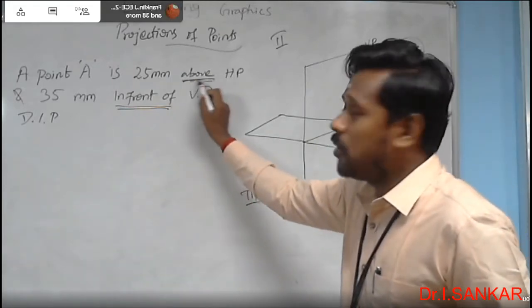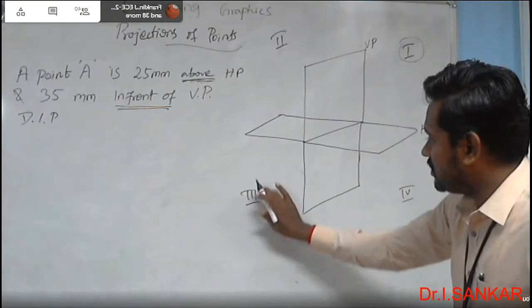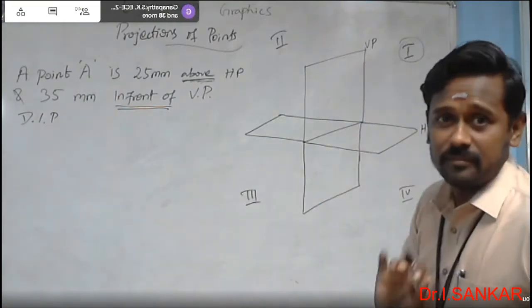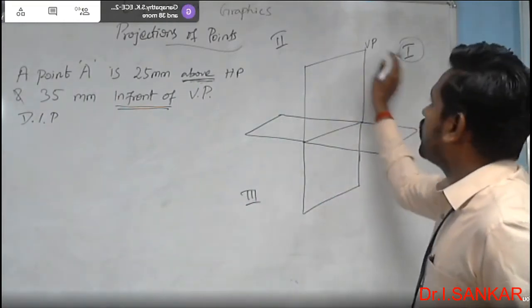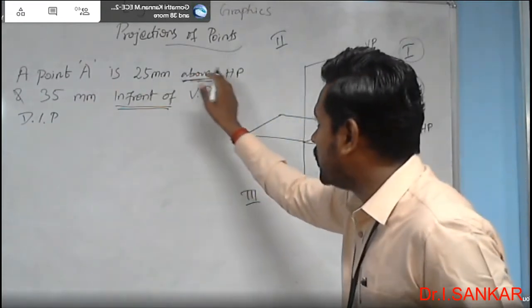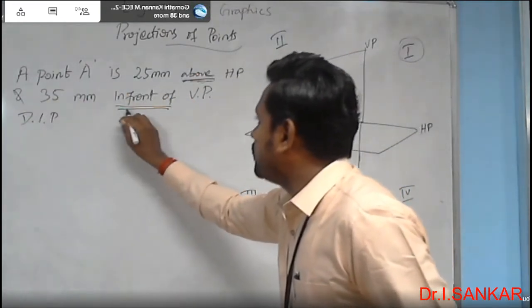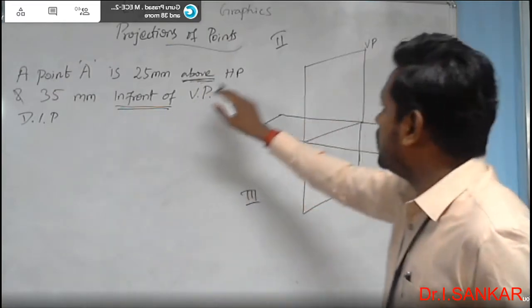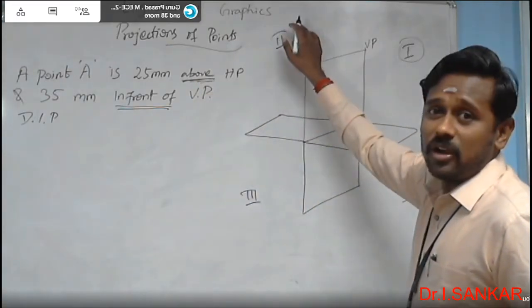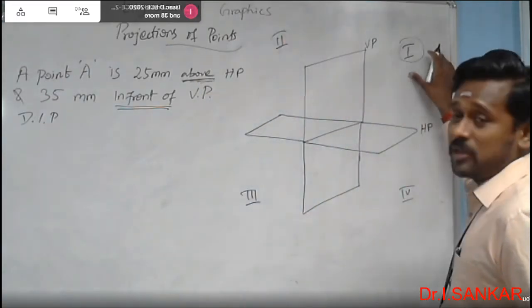If it is above HP, automatically quadrant 3 and quadrant 4 are disqualified. The only possibility is for first quadrant and second quadrant. And then continue reading: 35 mm in front of VP. If it is in front of VP, there is no possibility for the second quadrant. So the only possibility left is first quadrant.